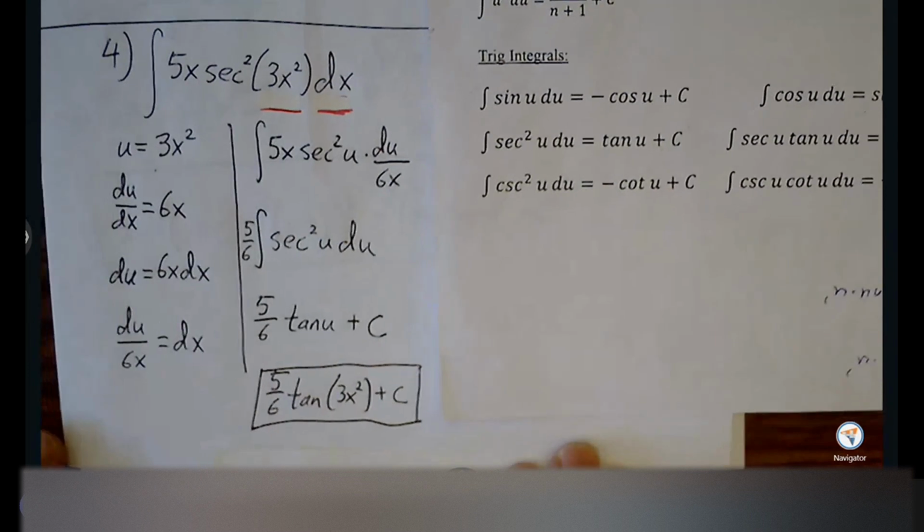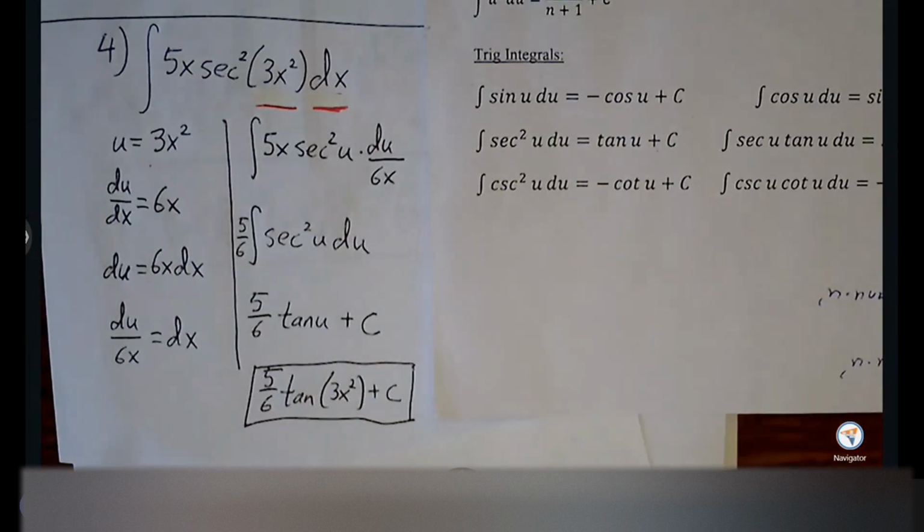And don't forget, u is only a temporary variable. So let's bring that u back in terms of x. Drop the integral and du notation, and then don't forget about that plus c.